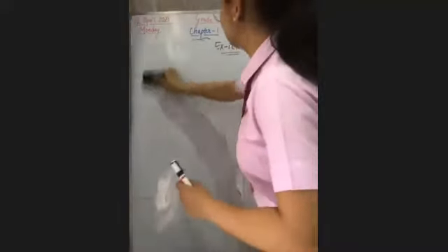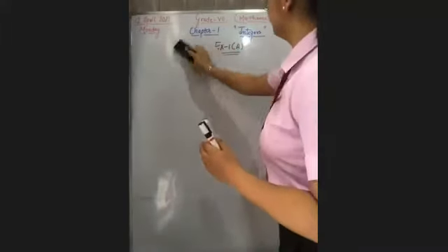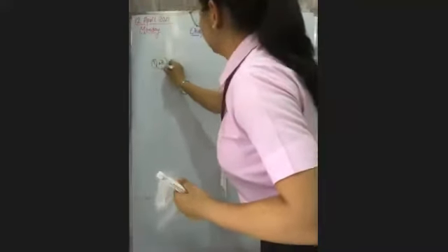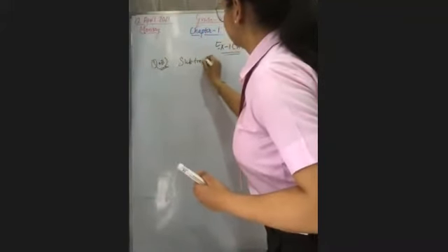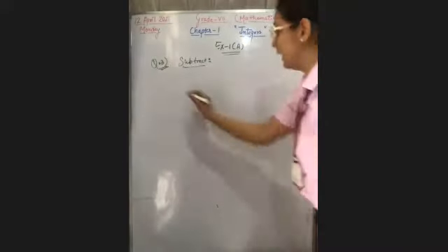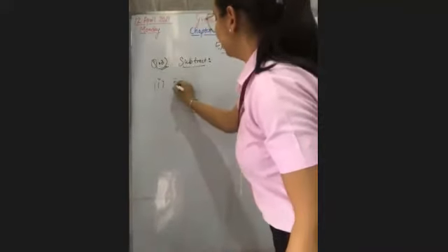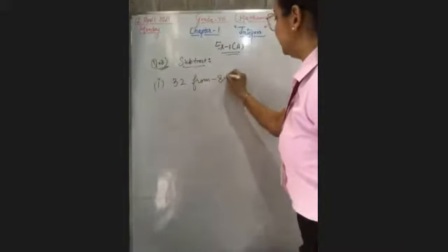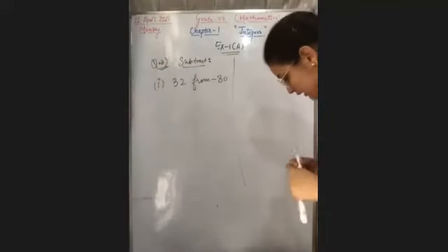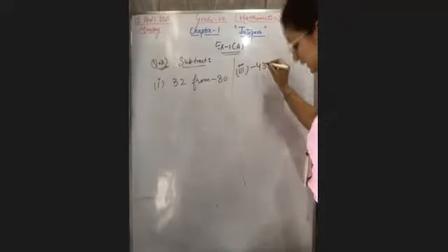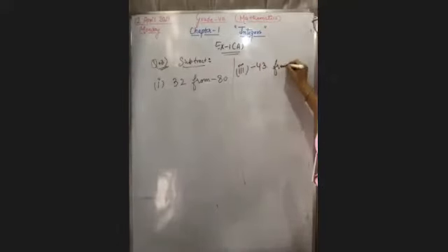Now let's start with the third question that is based upon subtraction. Here also some students have made mistakes. When I was teaching in the class, at that time also they were confused about how we can subtract. Third question is subtract. I'm giving you two parts. 32 you have to subtract from minus 80. Then you have to subtract in the third part, minus 43 from minus 57.